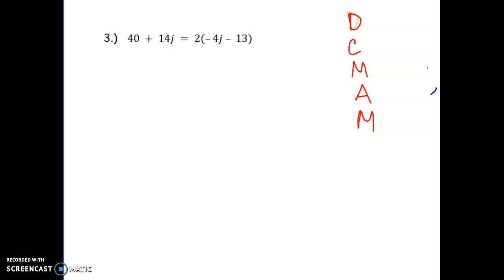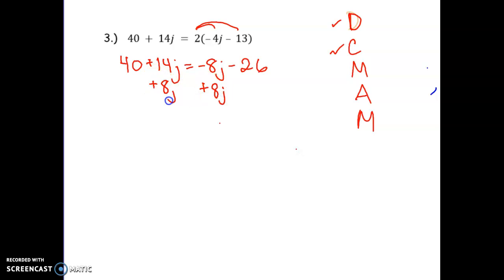So in this case, we can distribute first. So 40 plus 14j is equal to -8j minus 26. Again, I'm just distributing. Okay, I'm going to combine like terms. Well, I can't combine anything on either side of the equation. So the next step is to move the variable. I'm going to move my 8j to the other side by adding 8j. And notice I'm going to line it right up underneath the j on the other side. So I end up with 40 plus 22j is equal to -26.